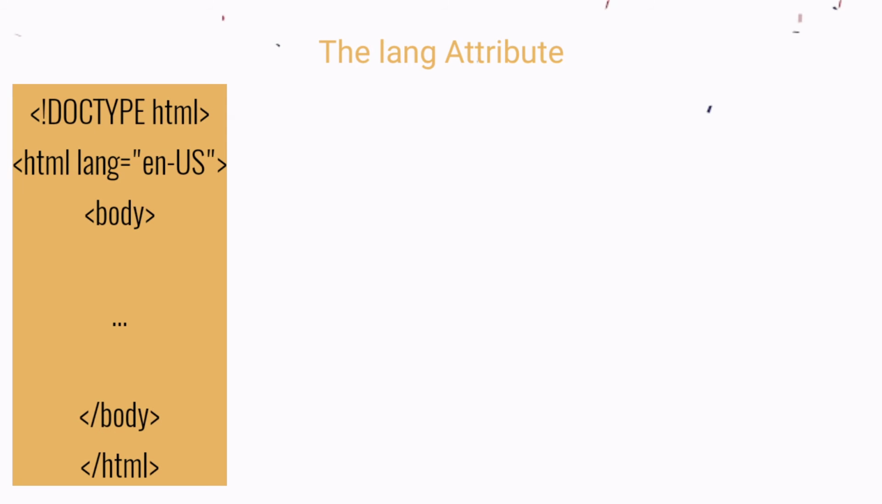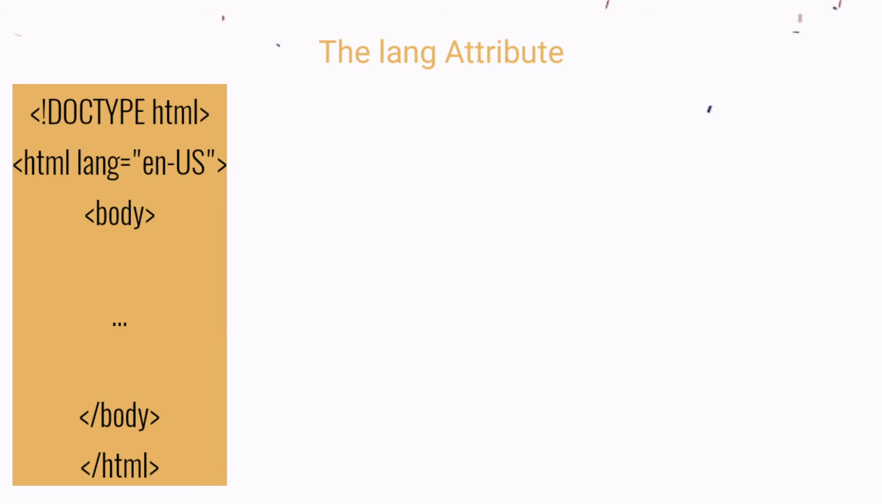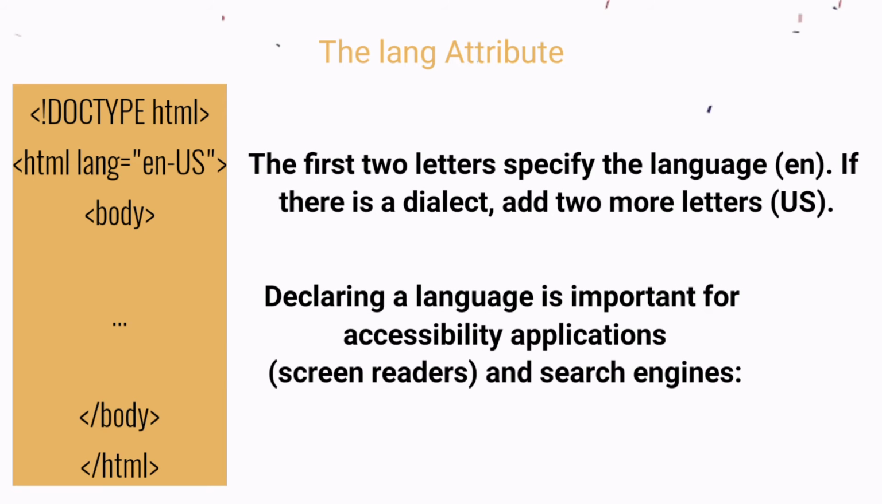The lang attribute. The language of the document can be declared in the HTML tag. The language is declared with the lang attribute. The first two letters specify the language. If there is a dialect, add two more letters. Declaring a language is important for accessibility applications and search engines.